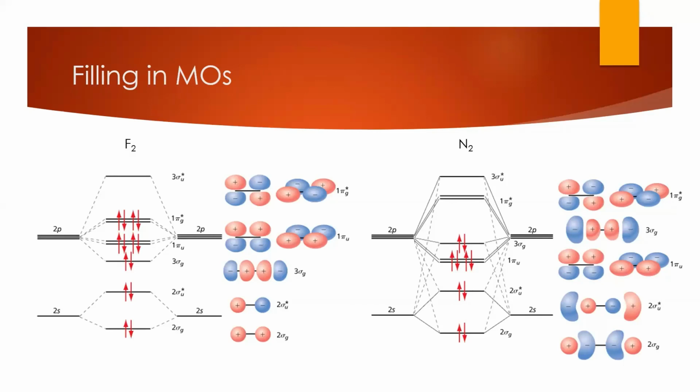So I'll stop here, and we'll pick up with this next time, and then also discuss heteronuclear diatomic molecules. And from there, we'll move into polyatomic molecules and see where our model goes from there.